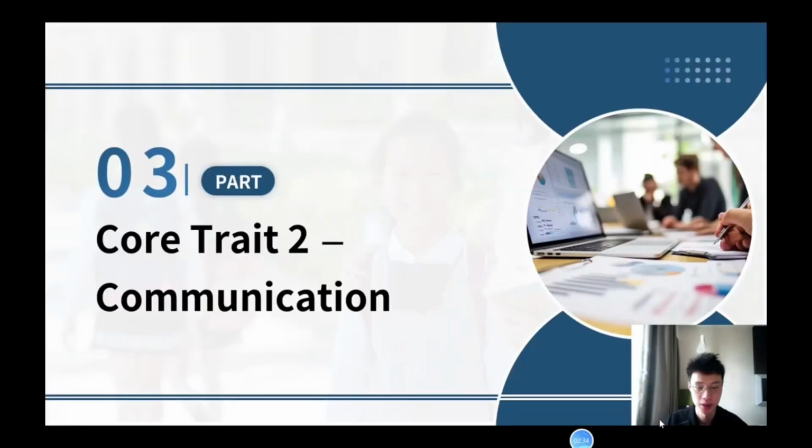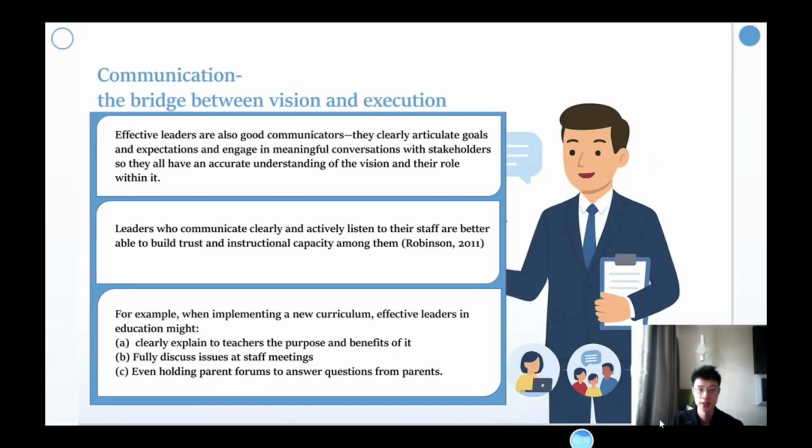Core trait 2 is communication. The second key trait is strong communication. Even the best vision will falter if it isn't communicated clearly and convincingly. Effective leaders are also good communicators. They clearly articulate goals and expectations and engage in meaningful conversations with stakeholders, so they all have an accurate understanding of the vision and are not left without it.